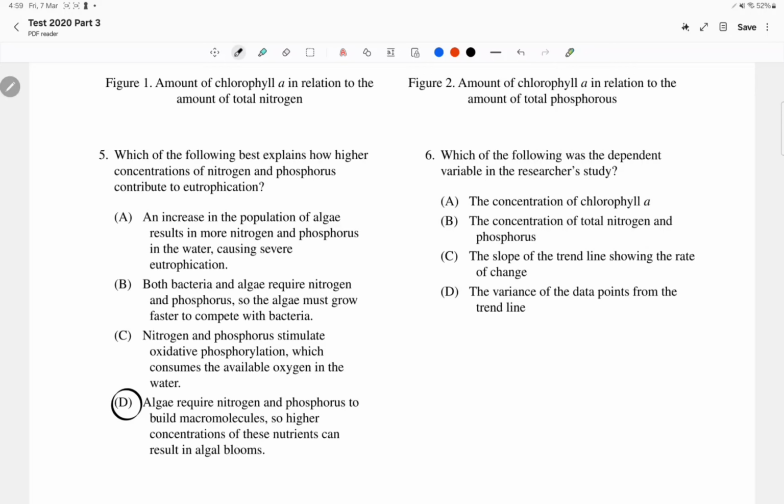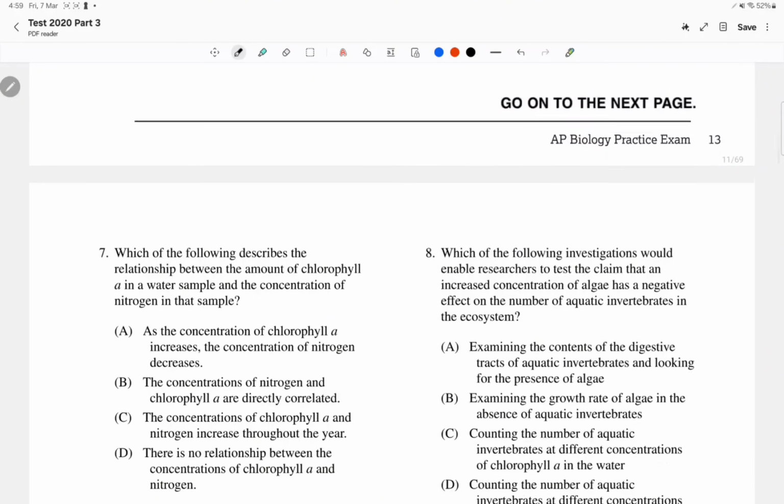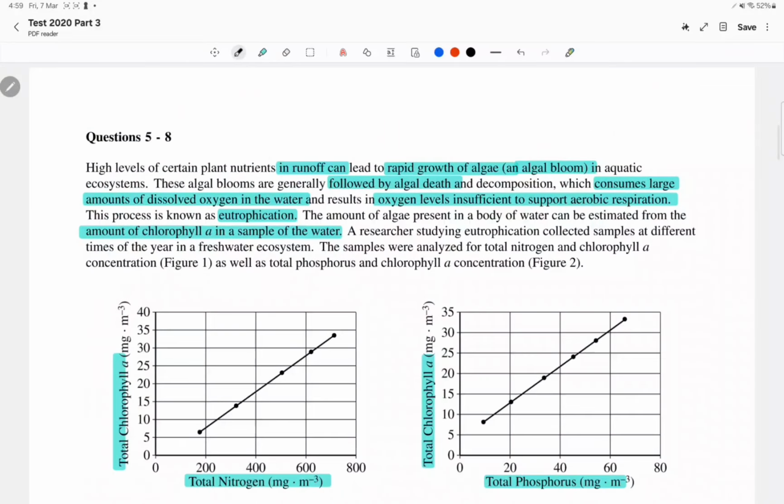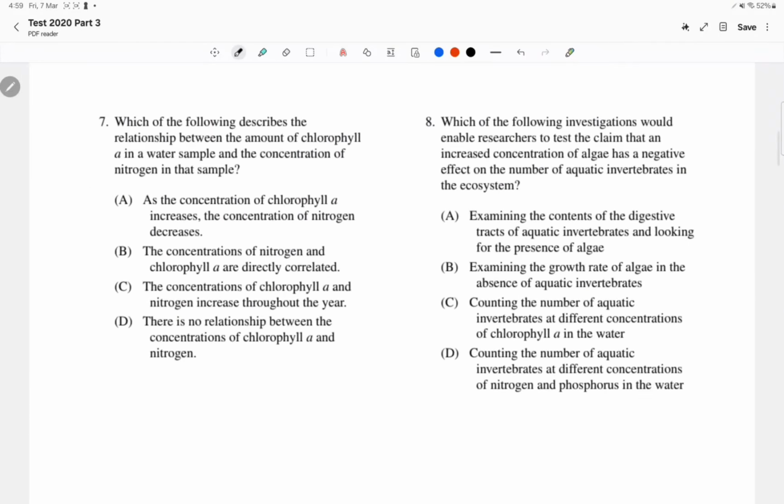6. Which of the following was the dependent variable? A. You just have to look at the y-axis. 7. Which of the following describes the relationship between the amount of chlorophyll A and the concentration of the nitrogen? If you guys look back at the figure, if there is more nitrogen, there's also going to be more chlorophyll A. So it's B. Yes.